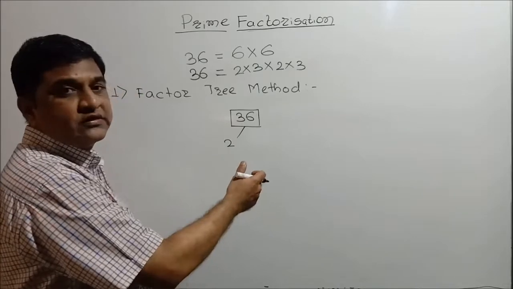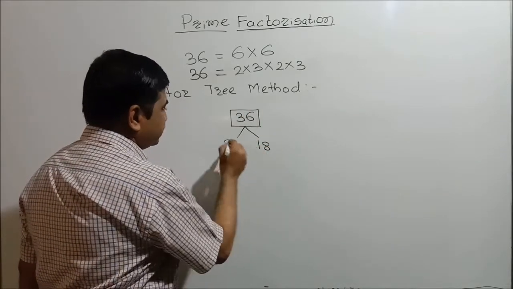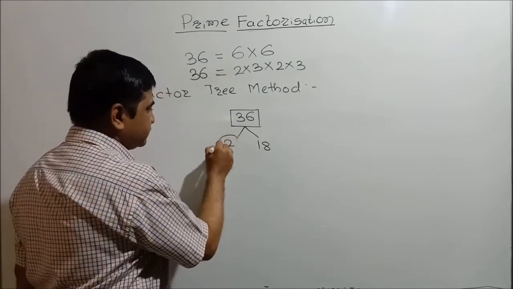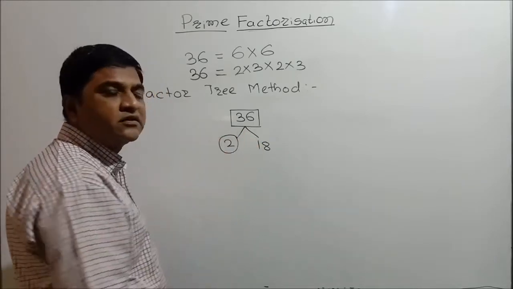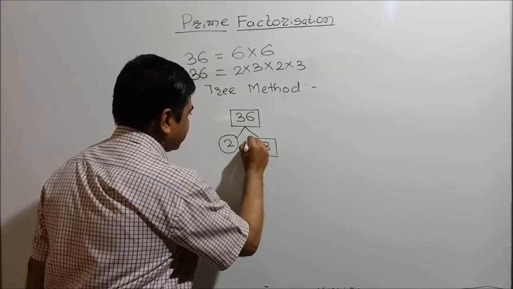Now, what is the quotient in this case? The quotient is 18 because 2 18s are 36. Now you can see that 2 is a prime number, so I am going to circle it, and 18 is a composite number, so I am again going to put this number in a box.